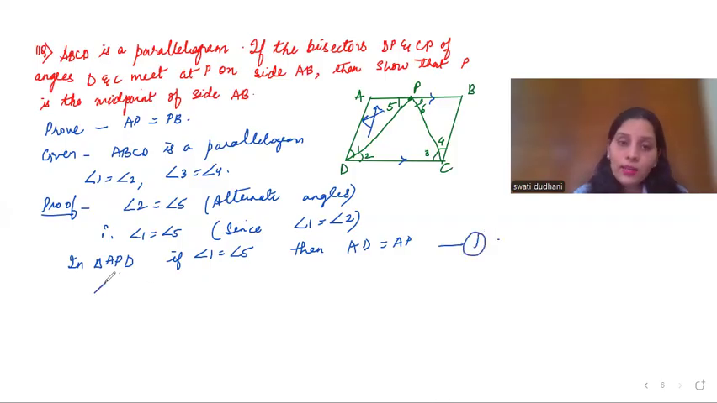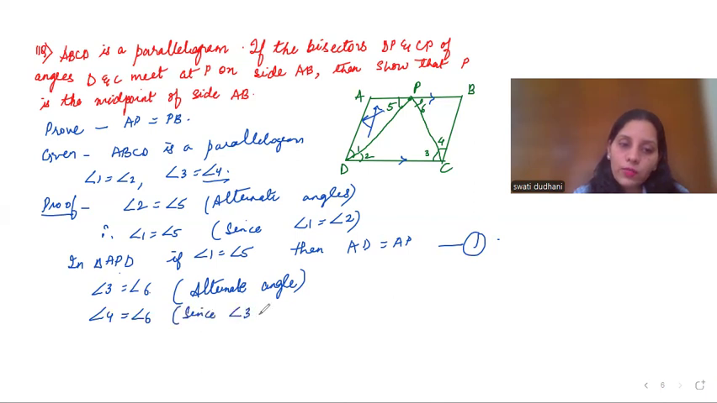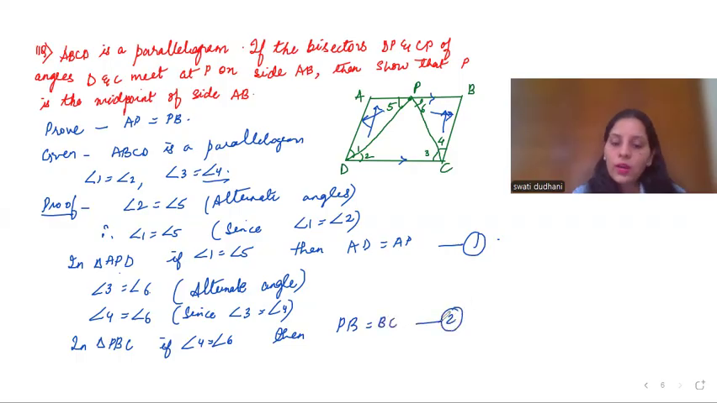Now similarly, 3 and 6 are also equal. Alternate angles. But we know 3 and 4 are equal to each other. So I can write 4 and 6 are equal. Now in triangle BPC, if angle 4 and 6 are equal, then which sides will be equal? Side opposite to angle 4 is PB and side opposite to angle 6 is BC. These two are equal. Okay. Let us take this as 2.